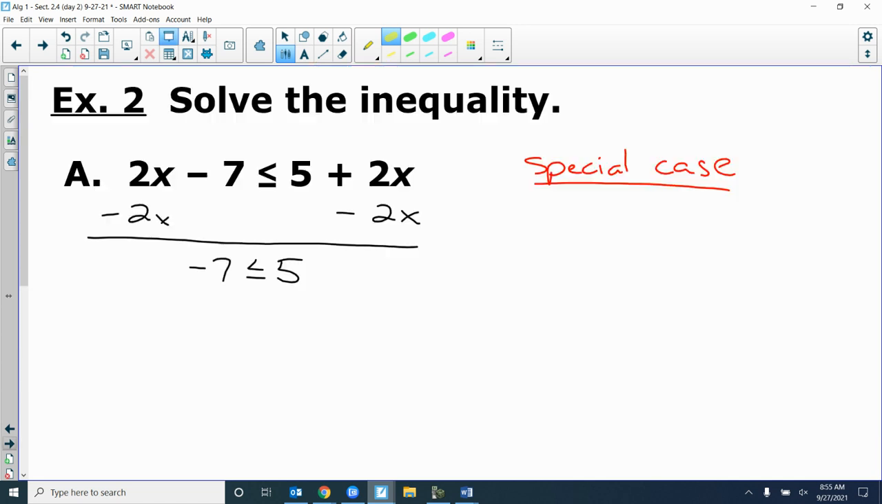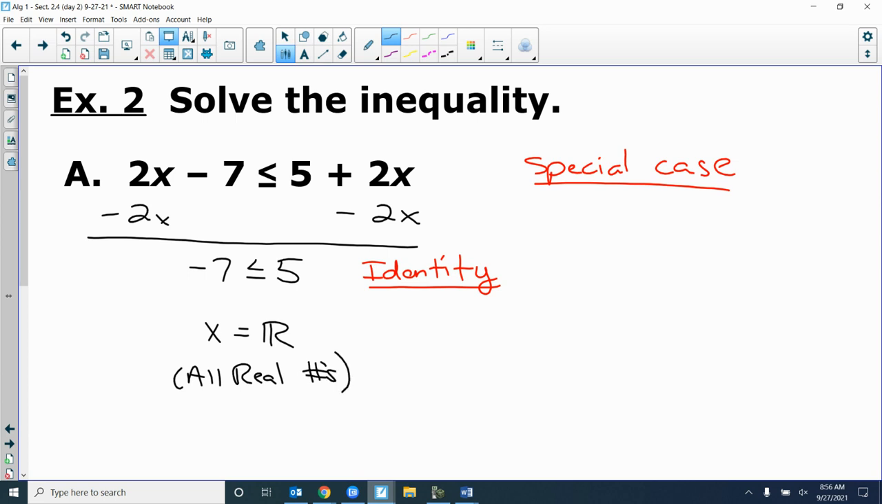So is this an identity or a contradiction? It's an identity because this is a true statement. I know -7 is less than 5, so it is an identity. That's not my answer, okay? That's a description. What is my answer? We just highlighted it. The double barred R. What do we call that? All real numbers. So in this case, I don't have a less than or greater than anymore. I just say x equals all real numbers, or you can write it out if you need to.